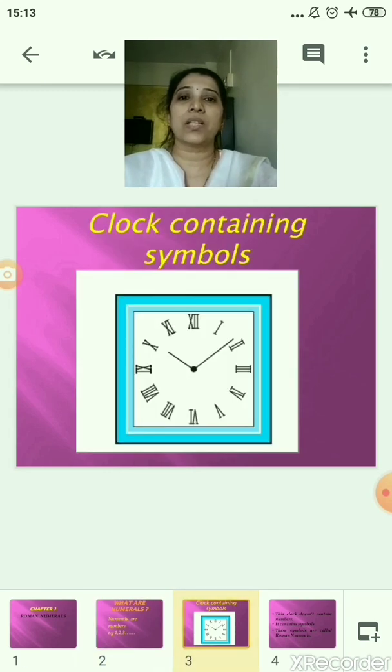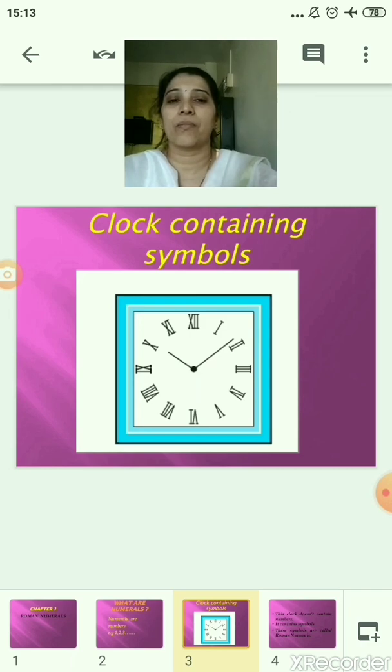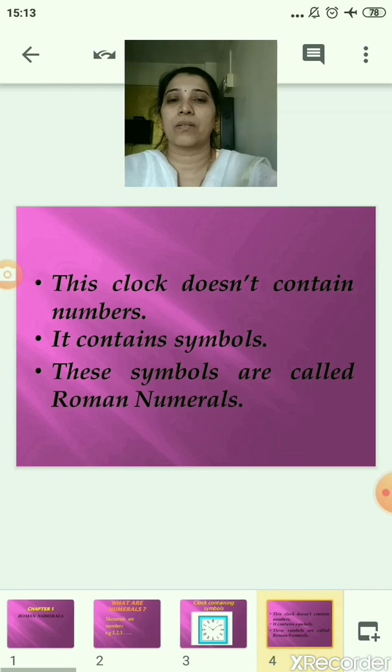Can you see this clock? This clock does not contain any numbers. It contains symbols. Wherever have you seen these symbols? Whenever you get new notebooks, what do you do? You write your name, the subject, your division and your standard. So there, in the standard, you use this symbol. So these symbols are called Roman numerals.